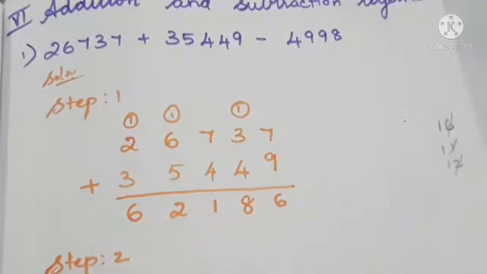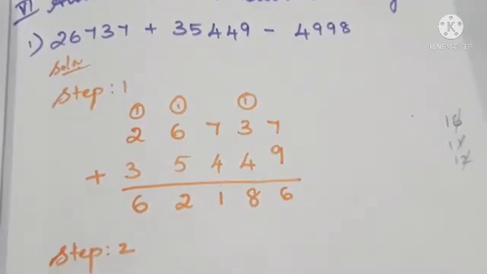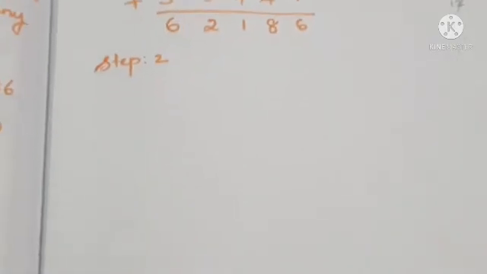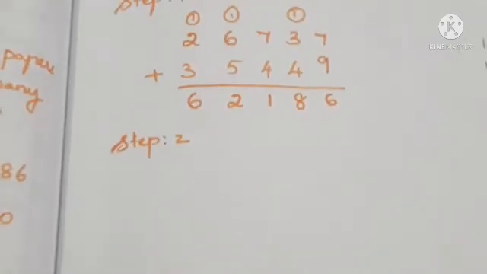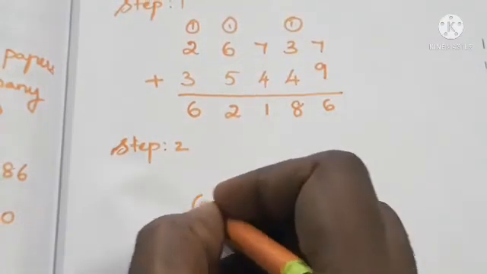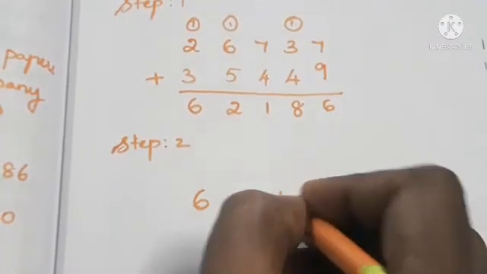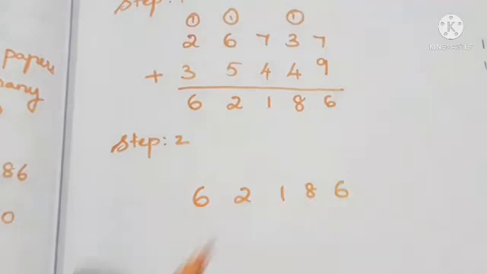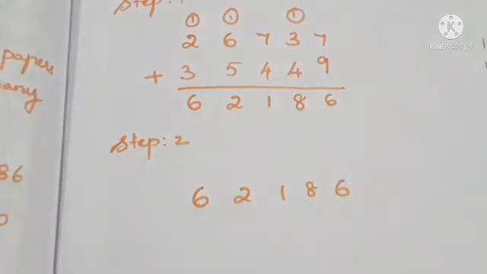Okay, so here we are going to carry out the second operation, that is the minus operation, using the answer. By using what answer? Step 1 answer. Okay, step 1 answer is what? So step 1 answer is we have 62,186. Okay, leave it a line, 1 or 2 lines to write the remainder.